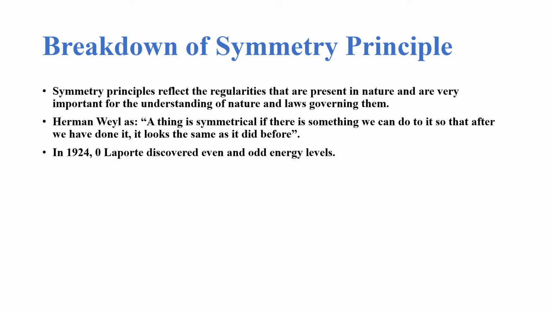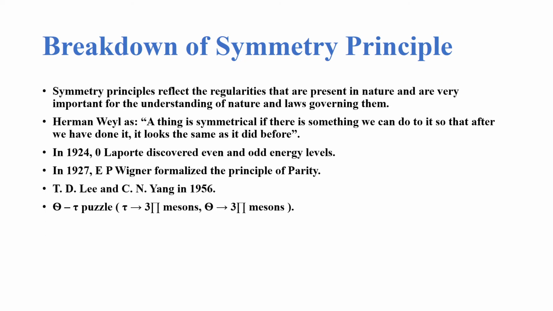In 1924, Laporte discovered the even and odd energy levels. He discovered them while he was observing the structure of the spectrum of iron. He called those stroked and unstroked energy levels. He didn't have any explanation for this until 1927, when Eugene Wigner found out that these energy levels can be defined using the parity operation on the Schrödinger wave equation. So Eugene Wigner was the one who formalized the principle of parity.